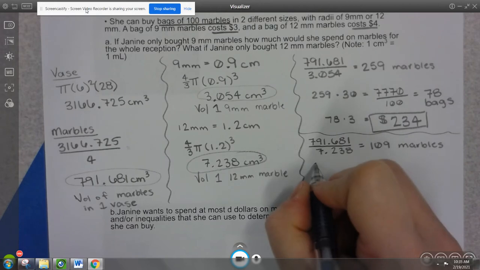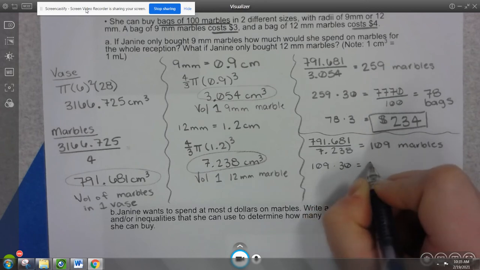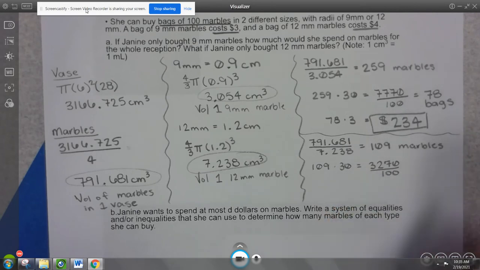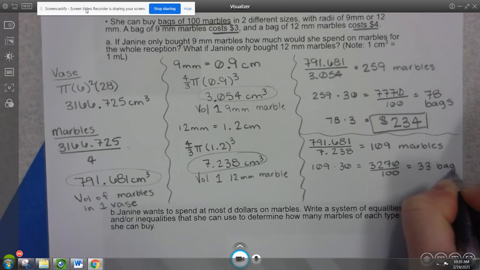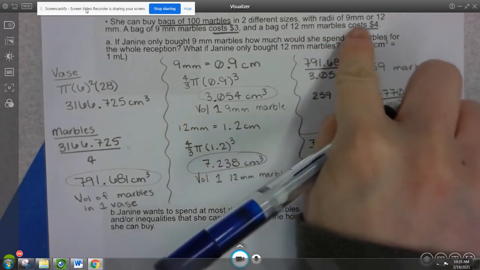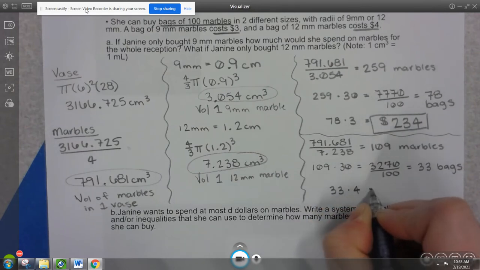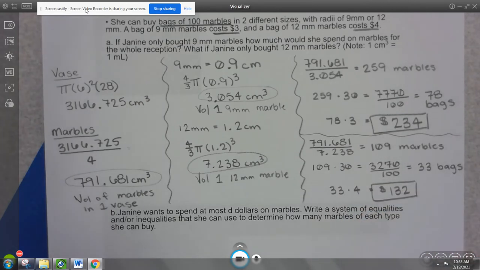And then I need to figure out how many I'm going to need for all of my 30 vases, which is 3,270 marbles. Dividing by 100 would be 32.7. So I need to round that up to 33 bags because I have to buy a whole number of bags. And then these are each $4. So 33 times $4 is going to be $132 total. So a lot of work just to figure out how much money we're going to spend based on these marbles.